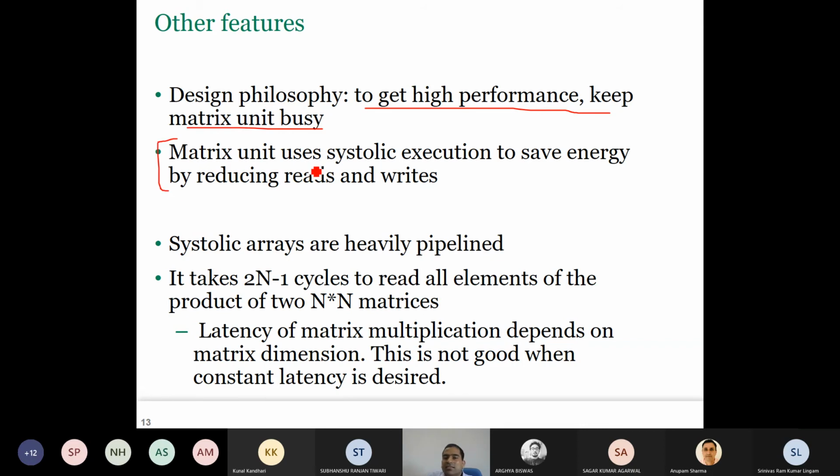Again, the matrix unit uses systolic execution. I have already discussed that it saves energy by reducing reads and writes. So how does systolic execution reduce the energy of reads and writes? Can anybody explain? How come a systolic array is reducing the reads and writes? That was the first slide of the systolic array lecture that I presented today.